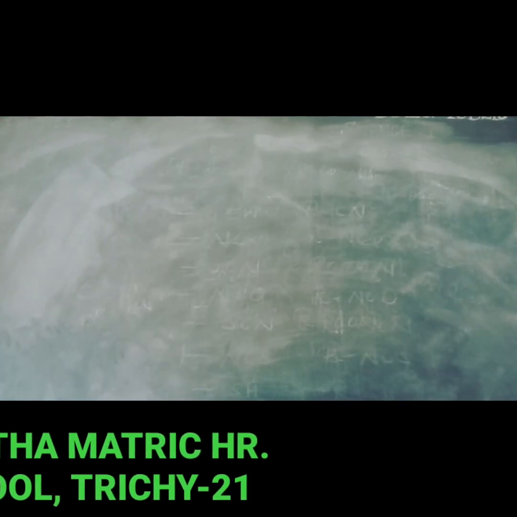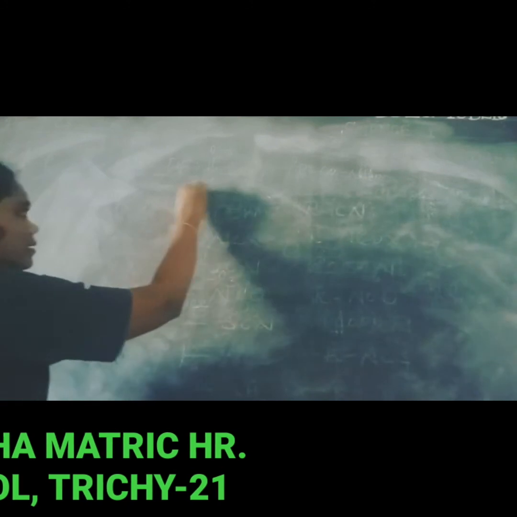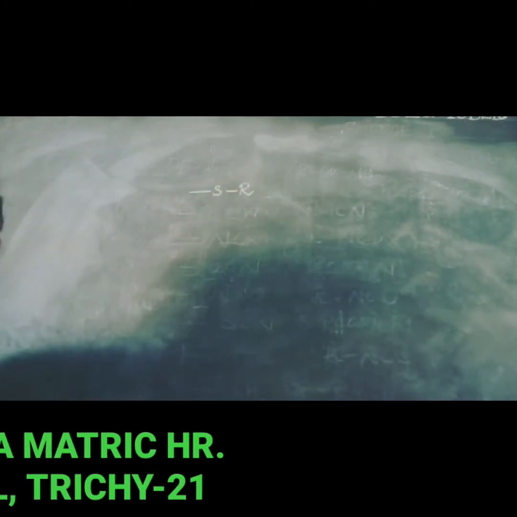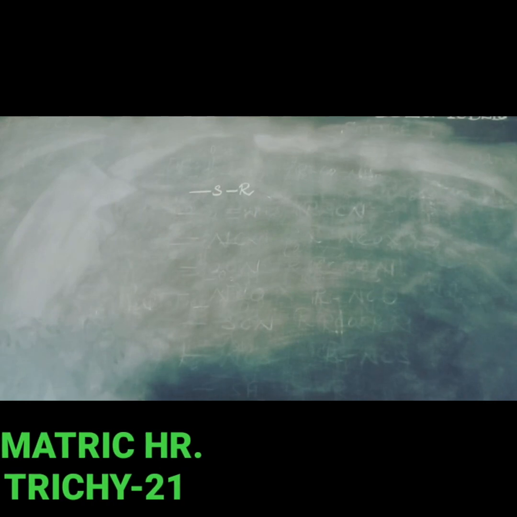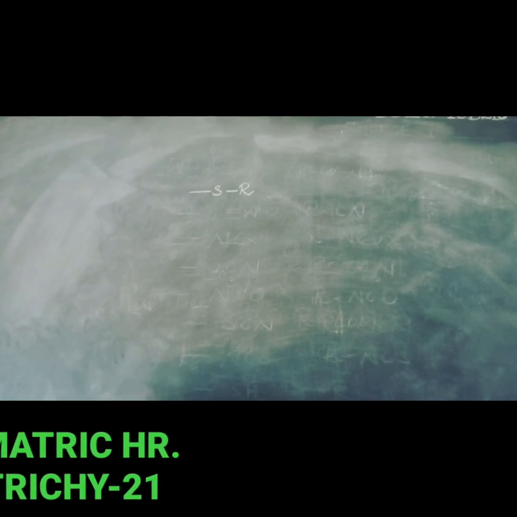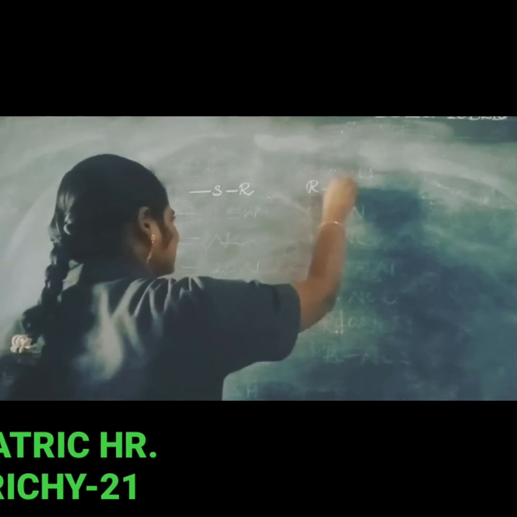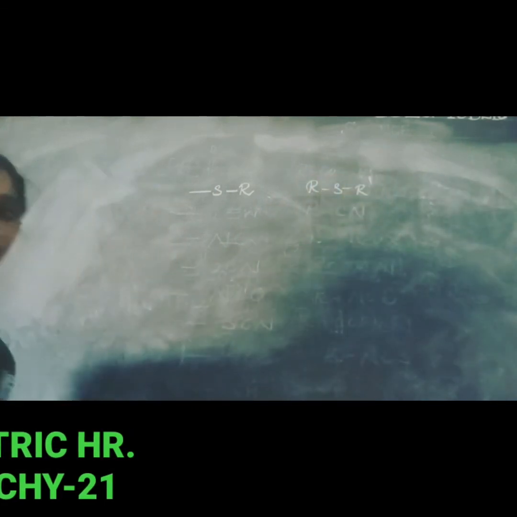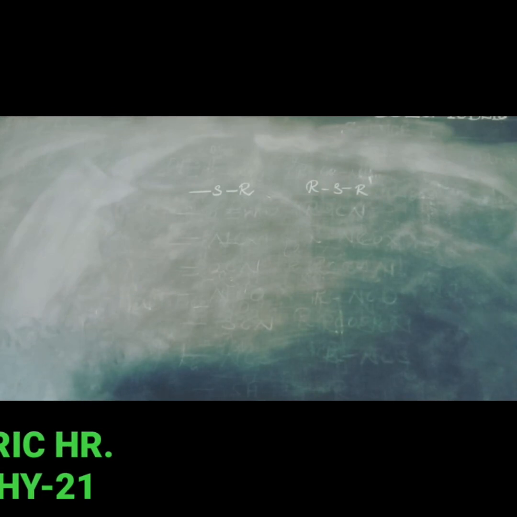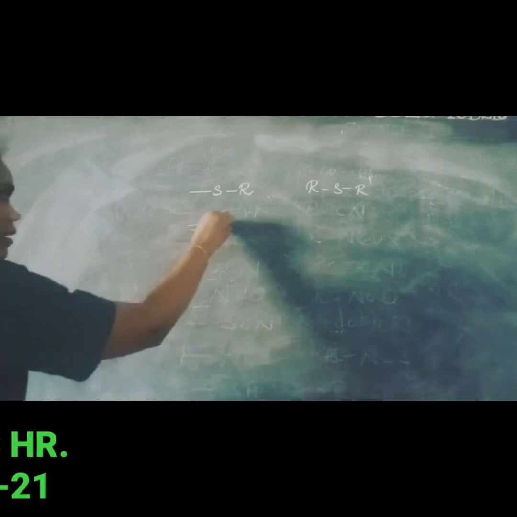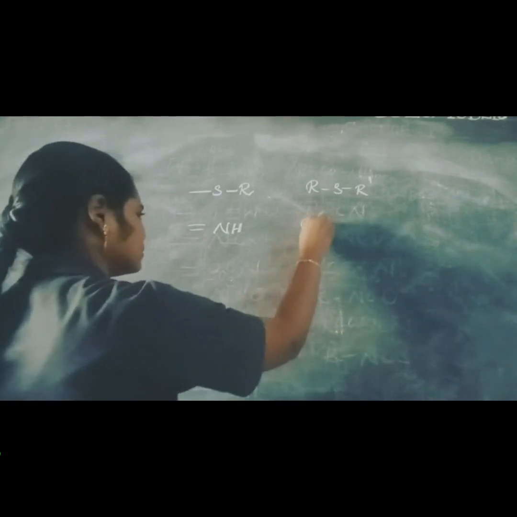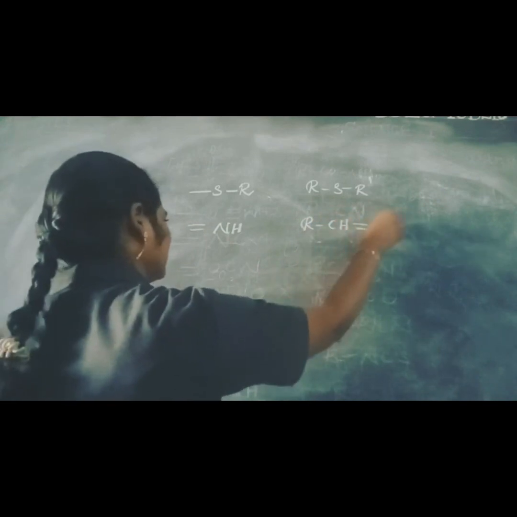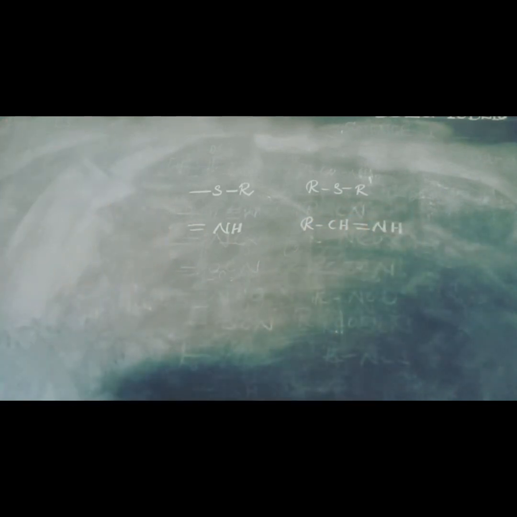And next one, thioethers. Thioethers means S bond R. So what is the formula? R-S-R'. This is the general formula for thioethers. And next one, imines. Imines represent a double bond to NH. The formula is RCH double bond NH. So that is imines.